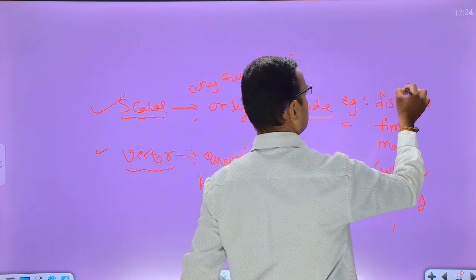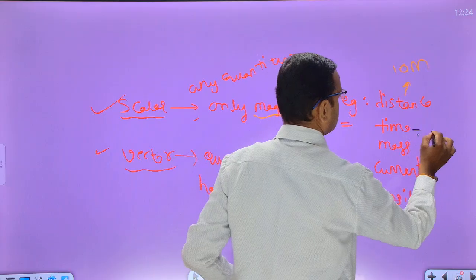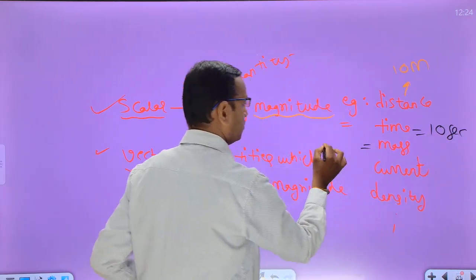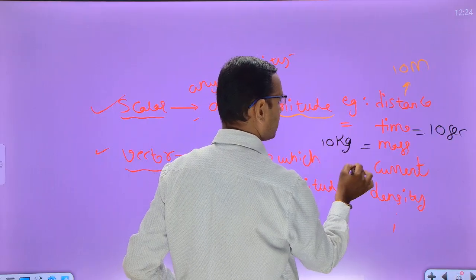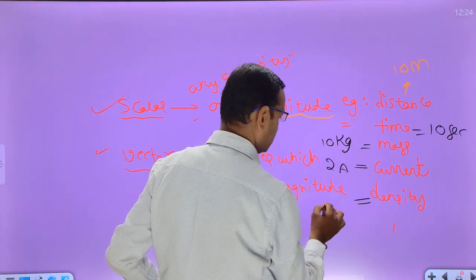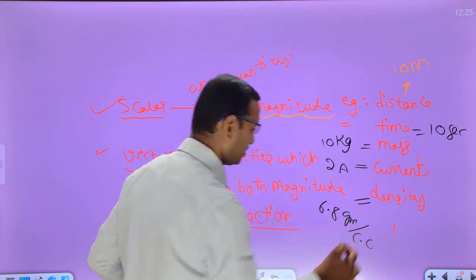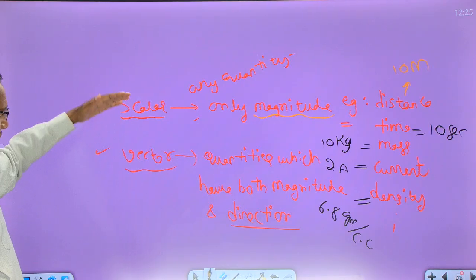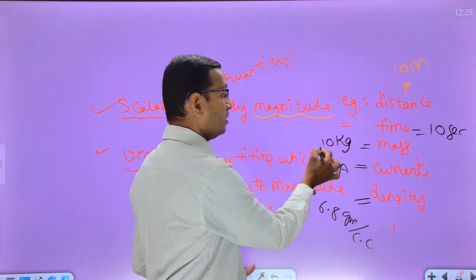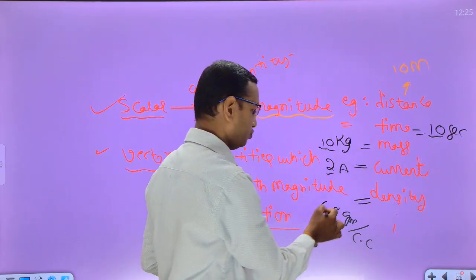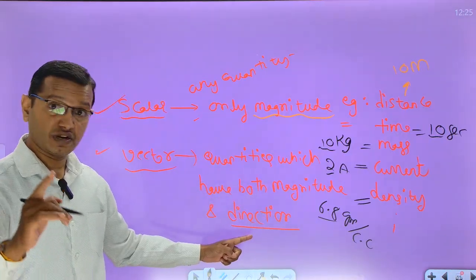For example, distance, some 10 meters. Time, some 20 seconds. Mass, some 10 kg. Current, some 2 amperes. Density, say some 6.8 grams per centimeter cube, something like this. I'm just writing some examples numerically. So for everything there will be a unit, whether it is a scalar or a vector. Scalars have units and some value, which we call magnitude, and they don't have direction. Now coming to vectors, they have both magnitude as well as direction.